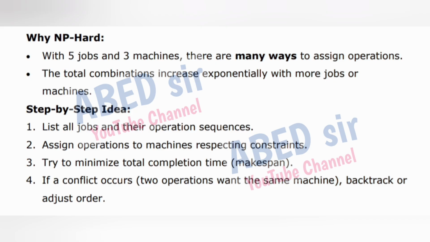Why NP hard? With 5 jobs and 3 machines, there are many ways to assign operations. The total combinations increase exponentially with more jobs or machines. Step-by-step idea. 1. List all jobs and their operation sequences. 2. Assign operations to machines respecting constraints. 3. Try to minimize total completion time, makespan. 4. If a conflict occurs, two operations want the same machine, backtrack or adjust order.